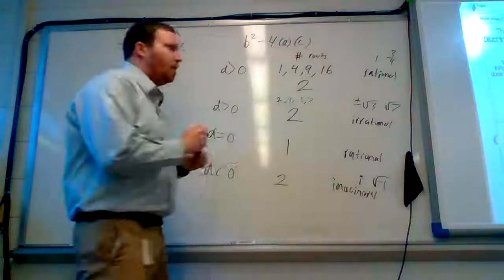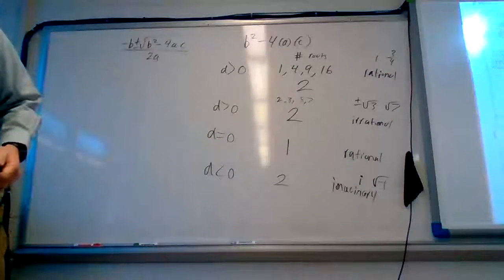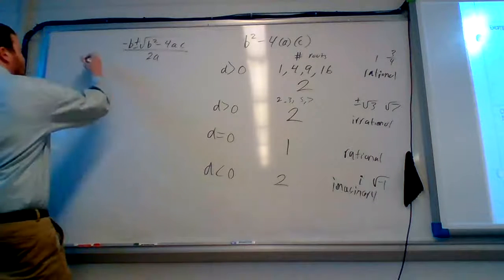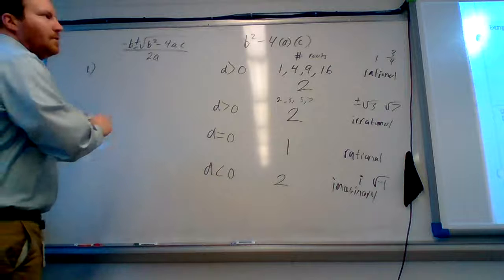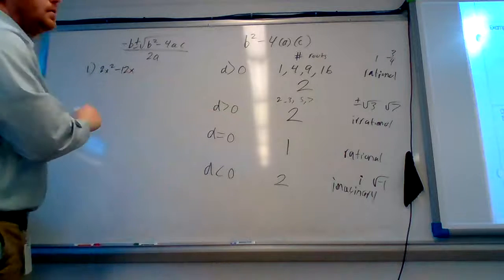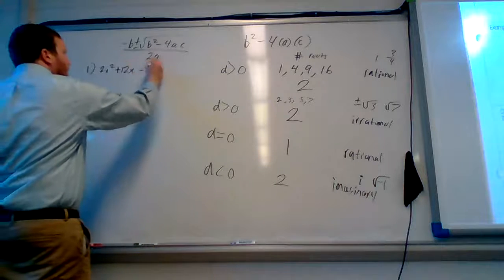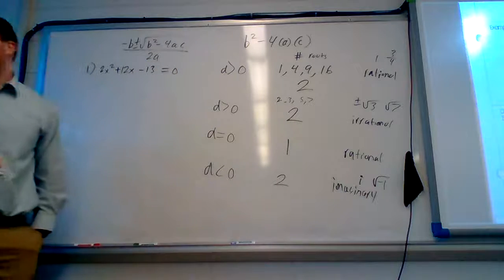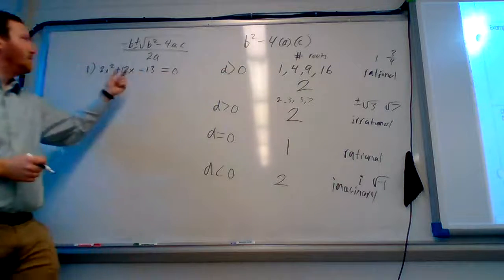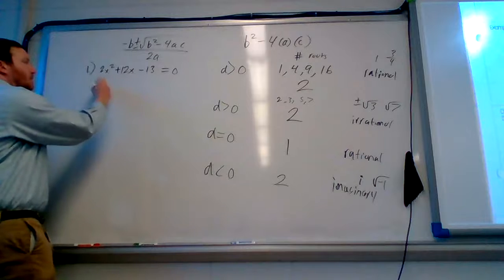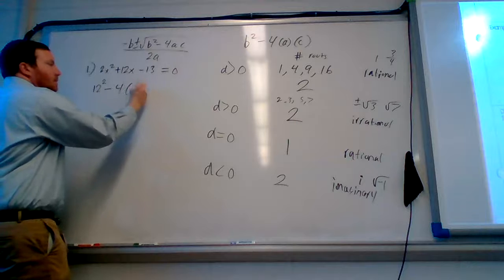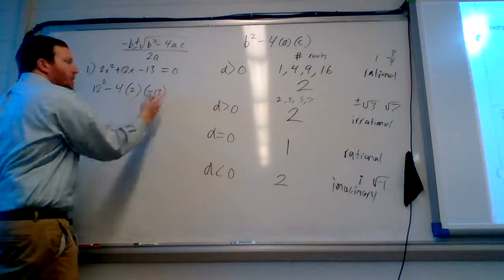Okay. So let's look at a couple examples, just 1, 3, 4. So number 1, we've got 2x squared plus 12x minus 13 equals 0. So again, all we're doing is plugging in b squared. So b squared would be 12 squared minus 4 times our a, which is 2, times our c, which is negative 13.